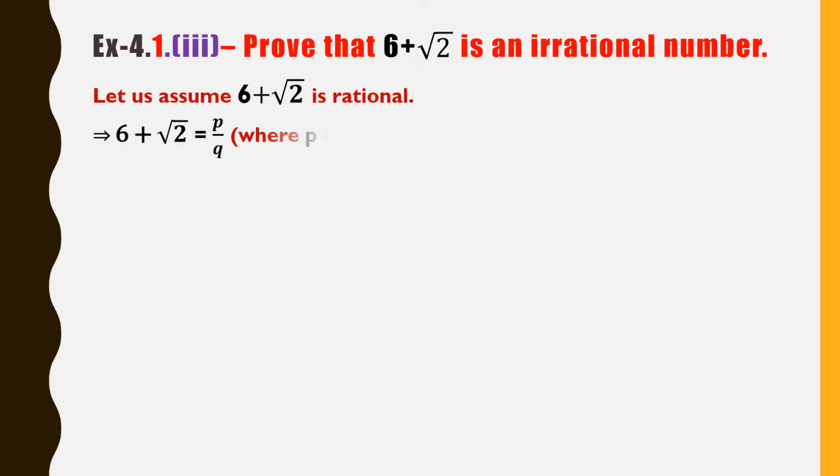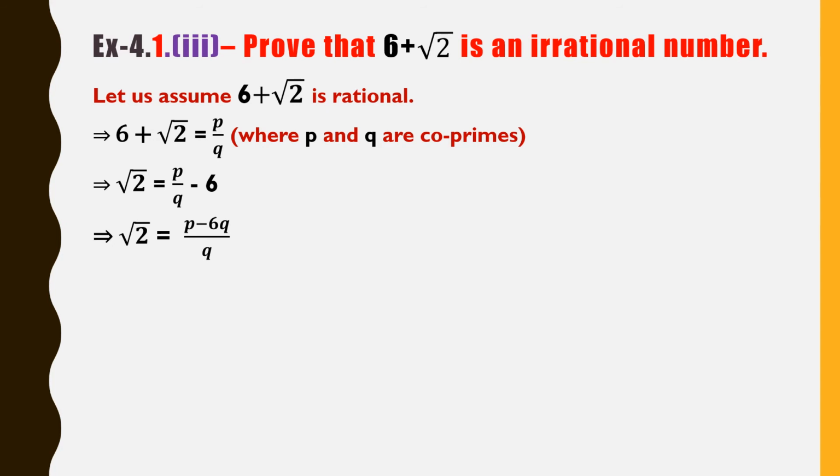So p by q, where p and q are co-primes. So this is already in plus symbol, so put it here only. Send this q there. When q is sent there, it is adding here with plus sign, so it will become minus sign. Okay. Now take the LCM. Root 2 equal to p minus 6q by q.